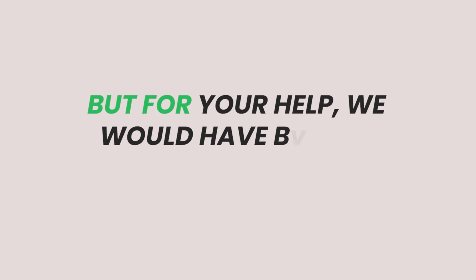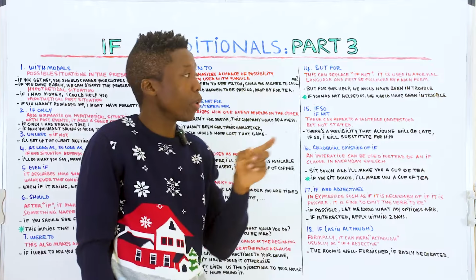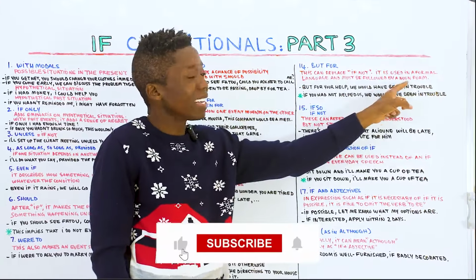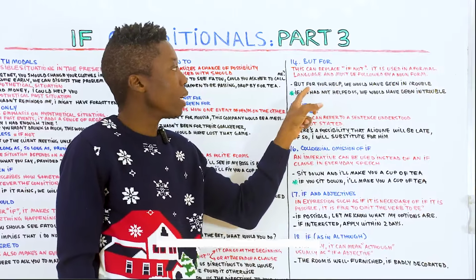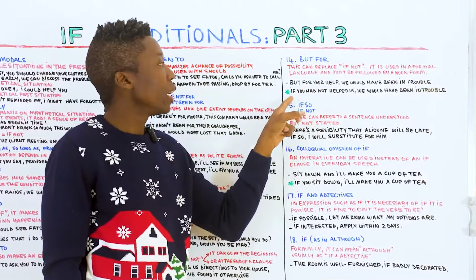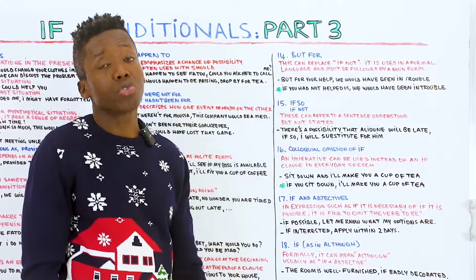For example, but for your help, we would have been in trouble. Okay, but for your help. But plus a noun form. But for your help. There is no verb here. Okay, it means if you had not helped us, we would have been in trouble.